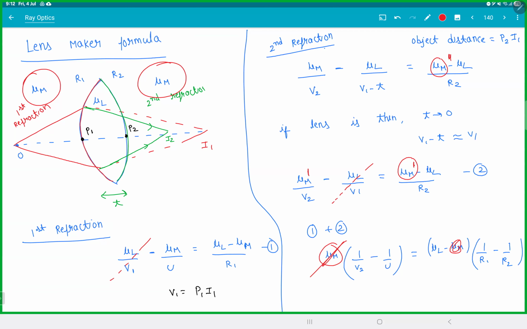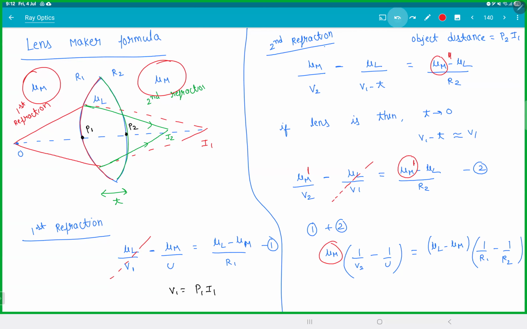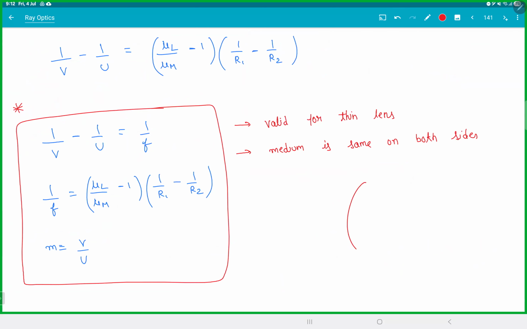That is the question we'll see later on. What if the medium is different on both the sides? That is a pretty good question. I'll give you a lens where there is mu1, mu2, mu3. You'll have 3 mediums. That's a pretty good advanced question. So you have to go back to the derivation again then. And as usual, U, V, and R must be taken with sign.